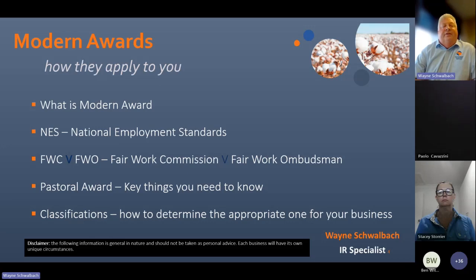Other things about the pastoral award, as I said, you've got levels 1, 3 and 5. Everything else is pretty stock standard. A casual has a minimum start of 3 hours, just like just about every other award. How do you look at your classifications? You'd bring up on your computer the Fair Work Commission's website, and then you go to My Awards, and you bring up the Pastoral Award 2020, and then you go to classifications.